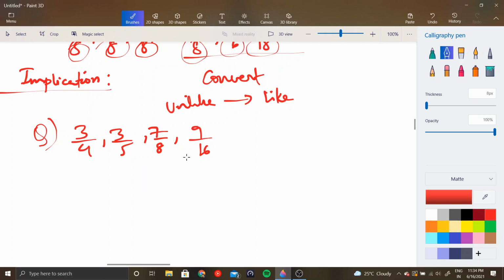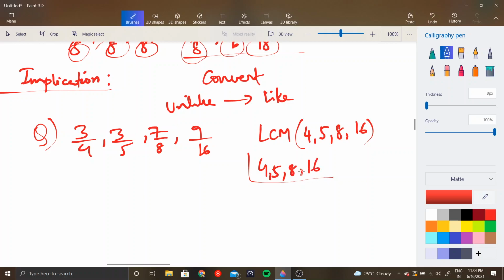Now in order to convert them into like fractions, the first step is to find the LCM of the denominators. I guess you guys remember how to find the LCM. So LCM is basically computed like this. I will show an example. So this can be divided by 4. So 1, 5, 2 and 4. And this can be divided by 5.